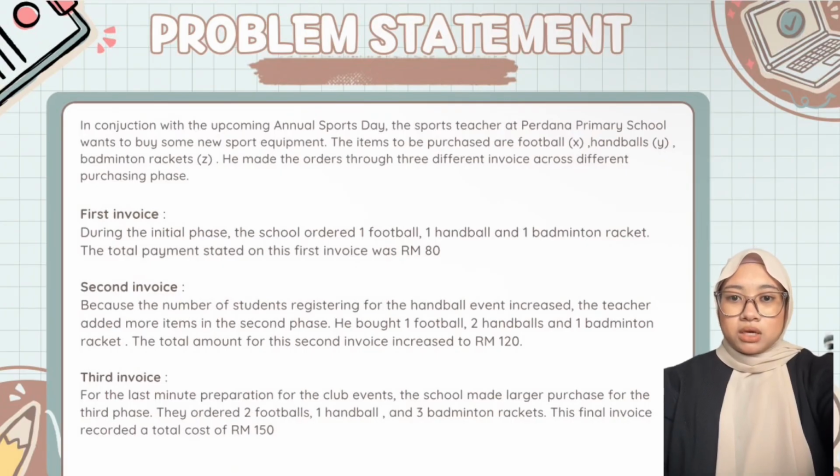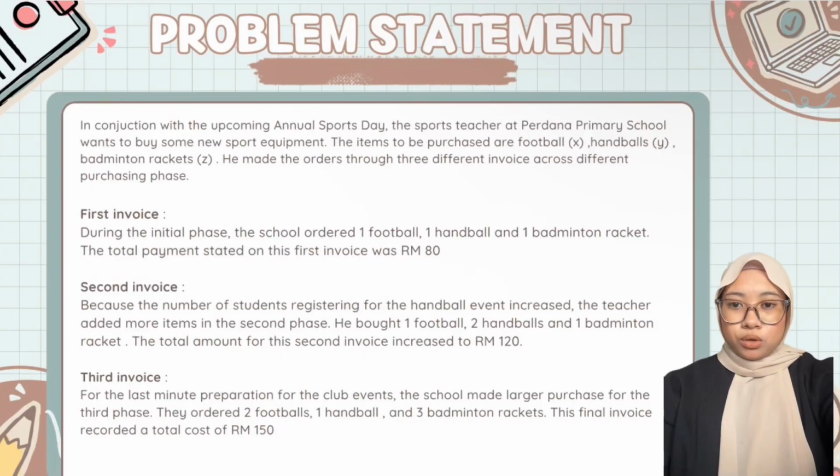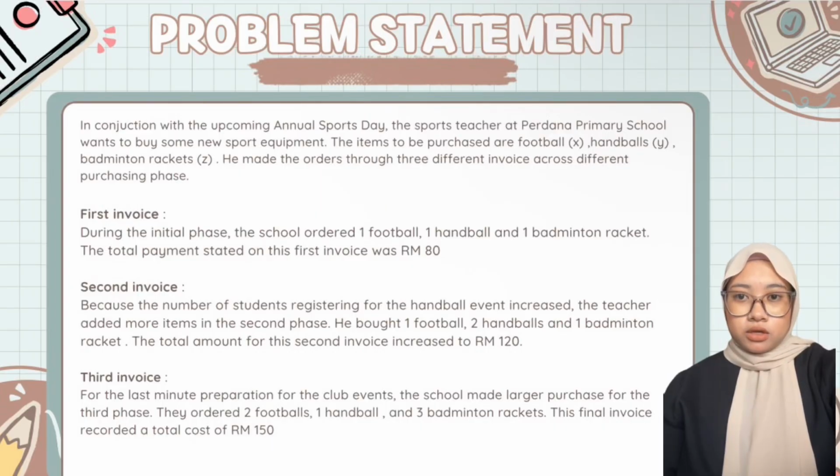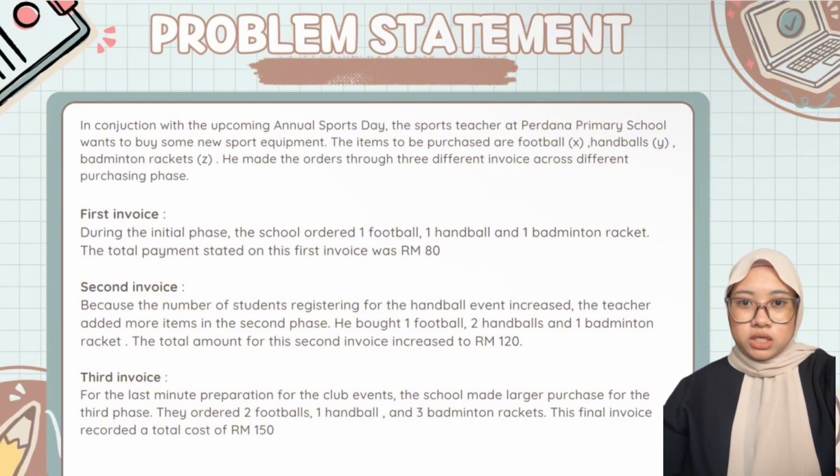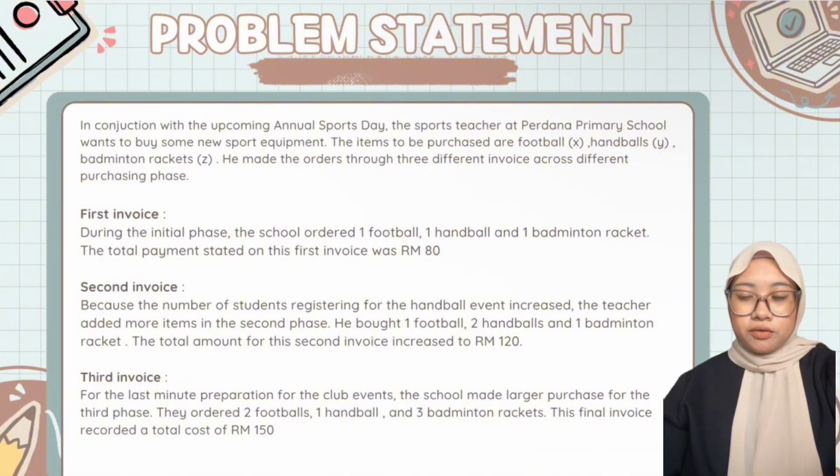Second invoice. Because the number of students registered for the handball event increased, the teacher added more items in the second phase. He bought 1 football, 2 handballs, and 1 badminton racket. The total amount for this second invoice is RM120. Third invoice. For the last-minute preparation for the club events, the school made a large purchase for the third phase. They ordered 2 footballs, 1 handball, and 3 badminton rackets. This final invoice records a total cost of RM150.